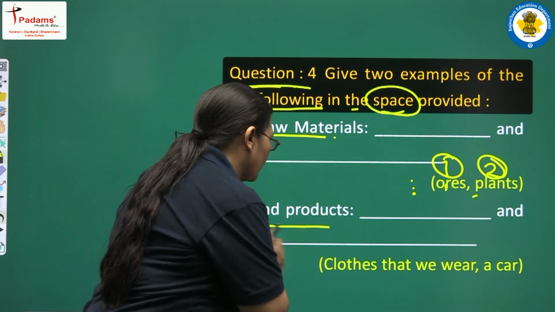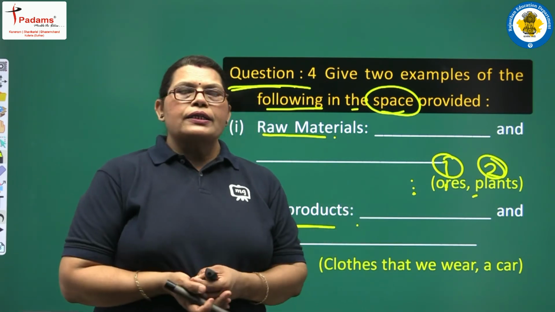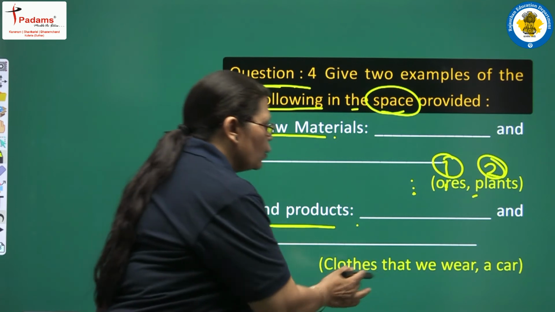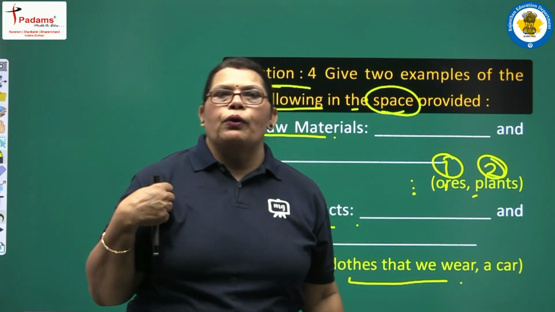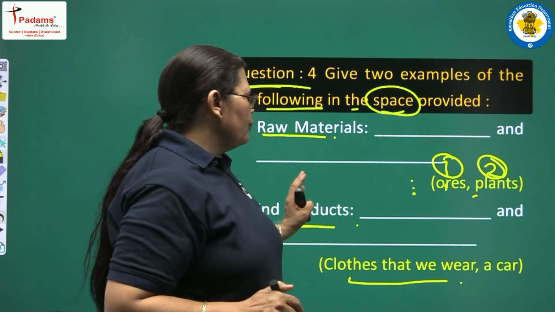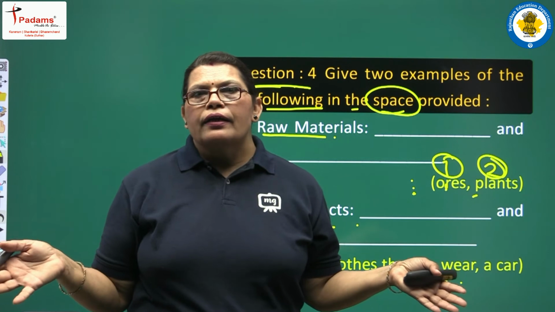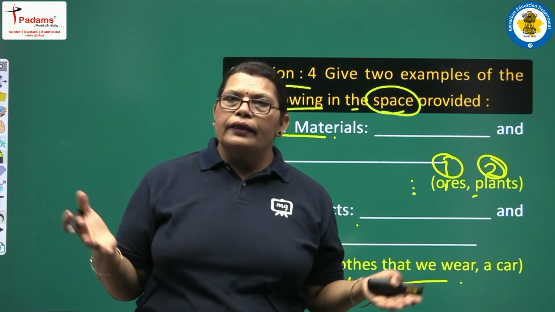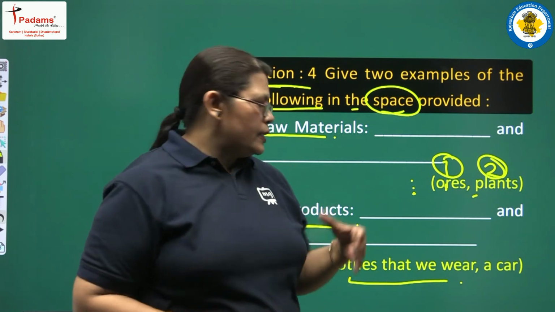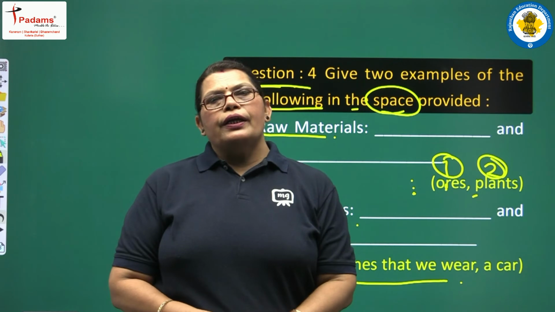When we are talking about the end products, it means final finished product, then what happens? Clothes that we wear, these are the final products. Okay, and the next example is the example of a car. Yes, car, bus, taxi, scooty and other media of transportation. All these are included in the end products or finished products.